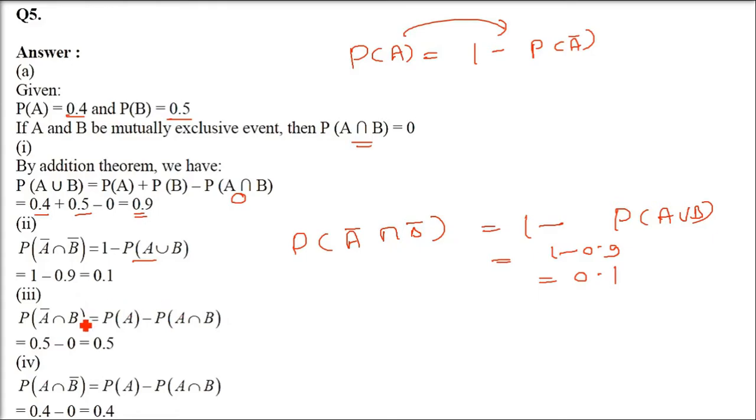Okay. Next one is the third: P(A complement intersection B).